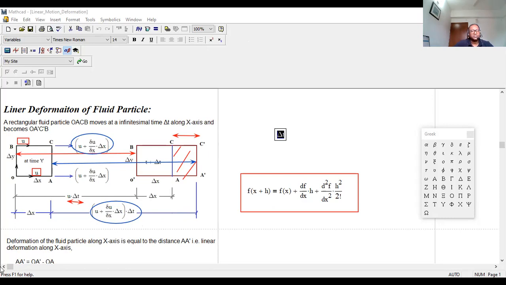Now, how much is this distance? Del x, right? And how much is this distance from here to here? It is del x. So take the distance from here to here, then subtract the distance from here to here. You'll get the line A.